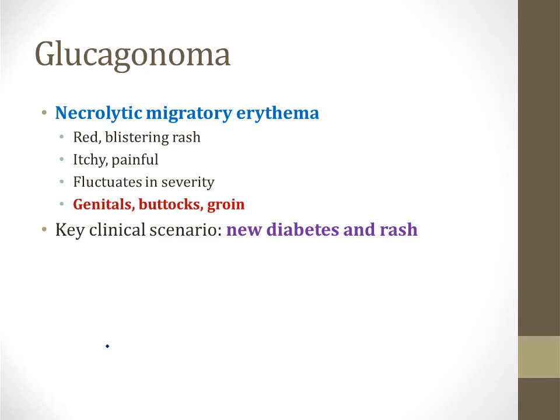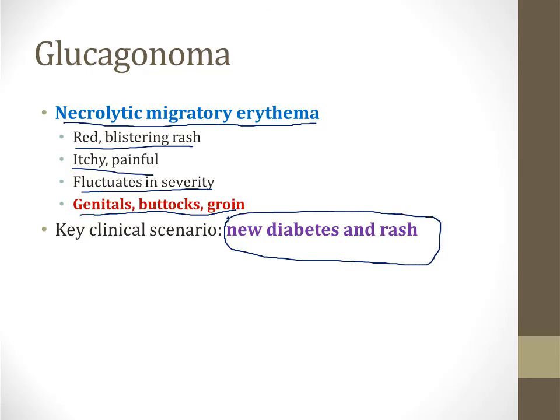In addition to weight loss and diabetes, another classic feature of glucagonomas is a peculiar rash called necrolytic migratory erythema. The mechanism of this rash in glucagonoma is poorly understood. It is a red blistering rash that is itchy and painful. It tends to fluctuate in severity, and it classically occurs in the genitals, buttocks, and groin. So a key clinical scenario that is very high yield to know for board exams is a patient who presents with new onset diabetes and a red itchy rash. When you see that, you should think of glucagonoma.